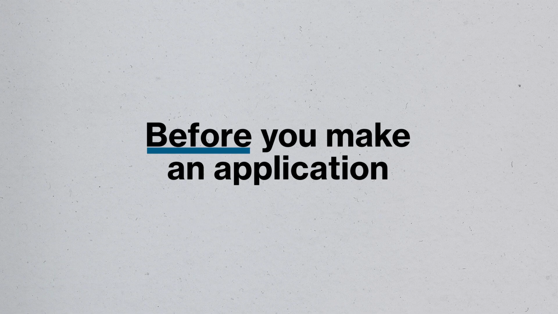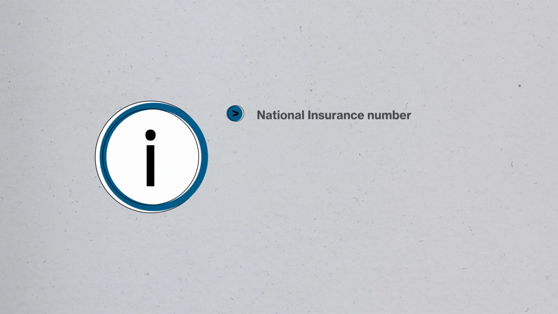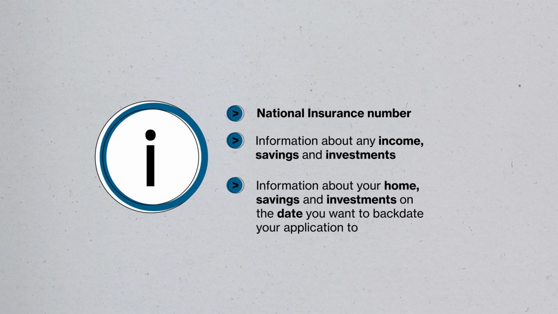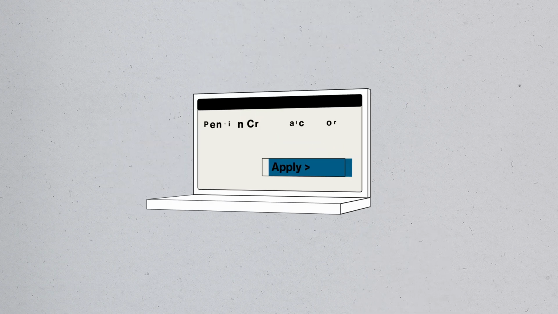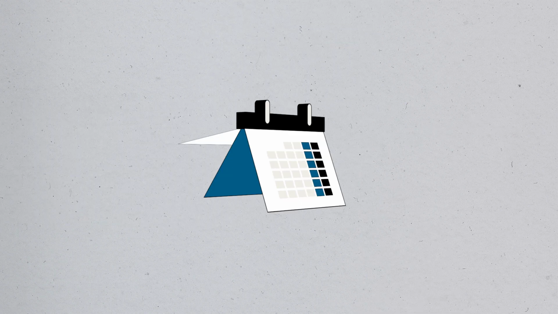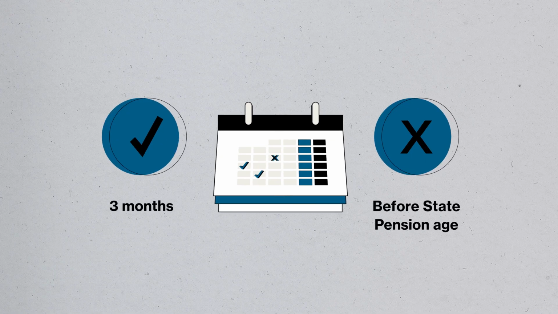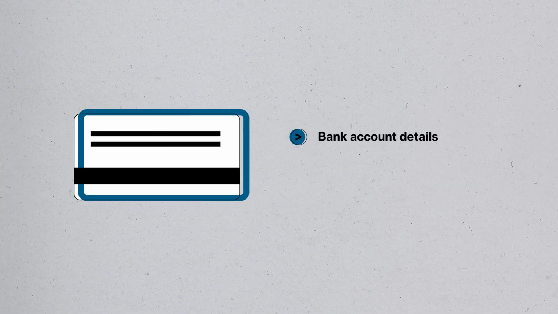Before you make an application, you will need the following information about you and your partner if you have one. National insurance number. Information about any income, savings, and investments you have. Information about your home, savings, and investments on the date you want to backdate your application to. You can apply at any time after you reach state pension age, and the application can be backdated by 3 months, but it can't be backdated to a time before you reach state pension age. You'll also need your bank account details.